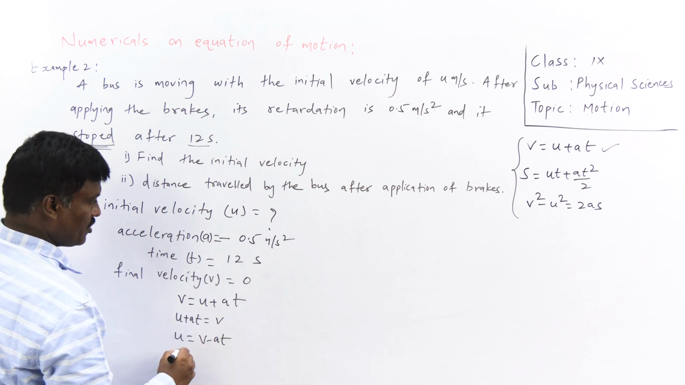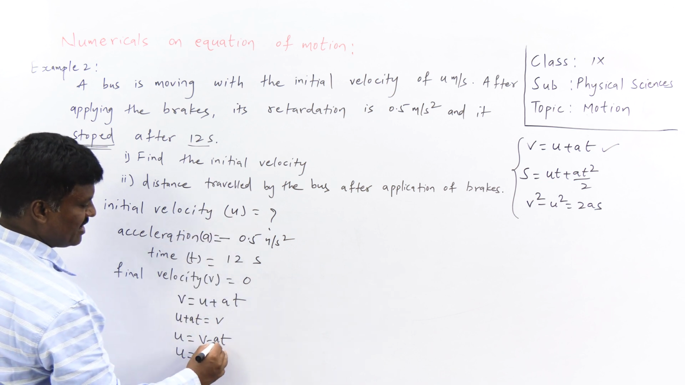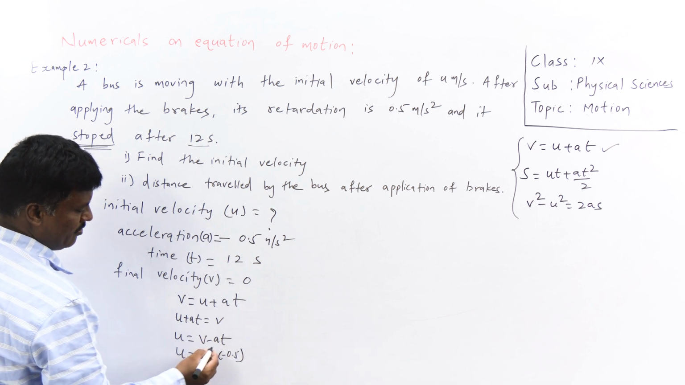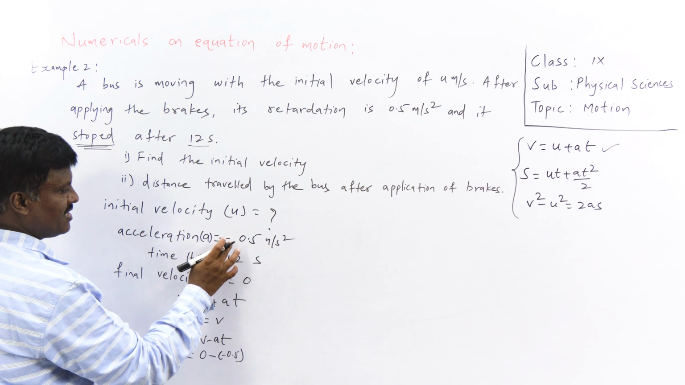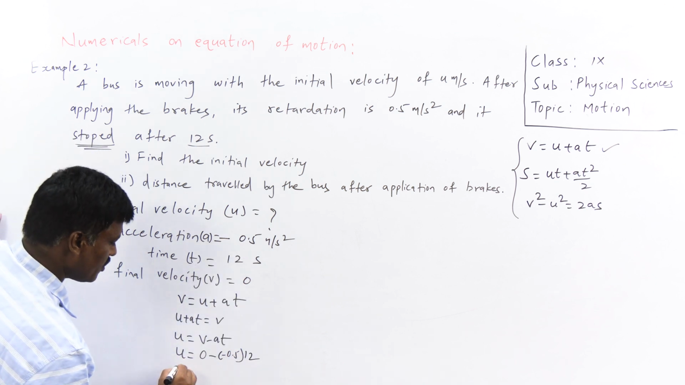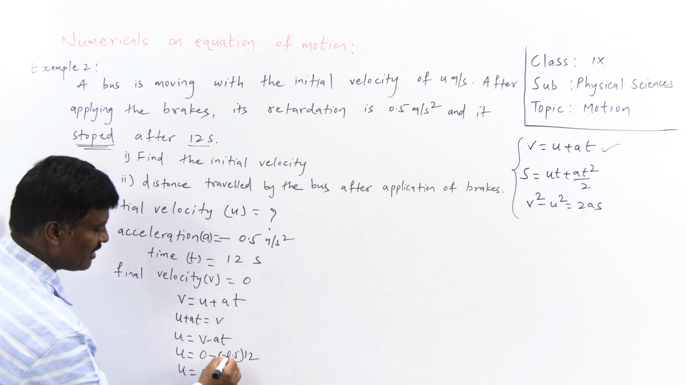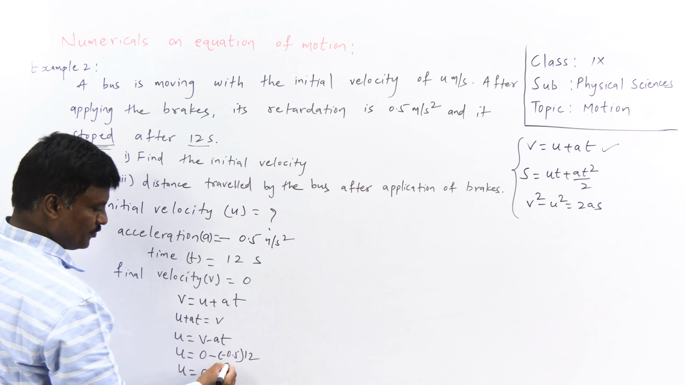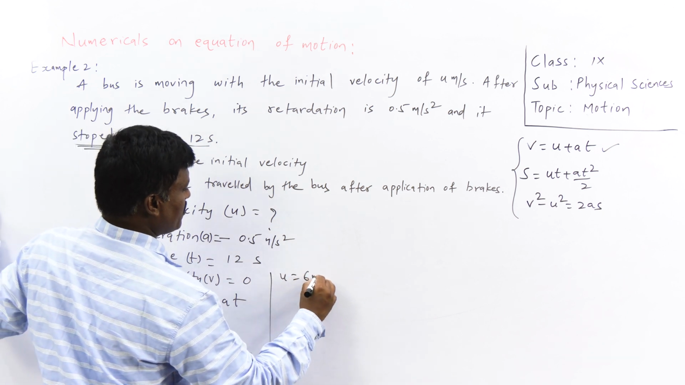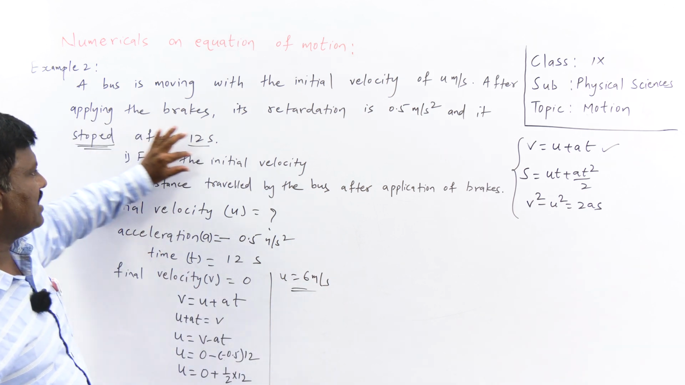Now substitute all these values in the equation. u is equal to v value 0 minus a value minus 0.5. This minus is within the formula. The a value should be taken negative because it is negative acceleration, into t value. t is equal to 12. So u is equal to 0 minus into minus is plus. 0.5 can be written as 1 by 2. Half into 12 is 6. So u is equal to 6 meters per second. This is the initial velocity. We found one thing, the initial velocity.